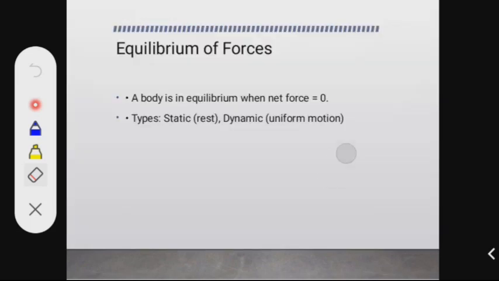So let's go to the next slide. Equilibrium of forces. A body is said to be at equilibrium when the net force is equal to 0.